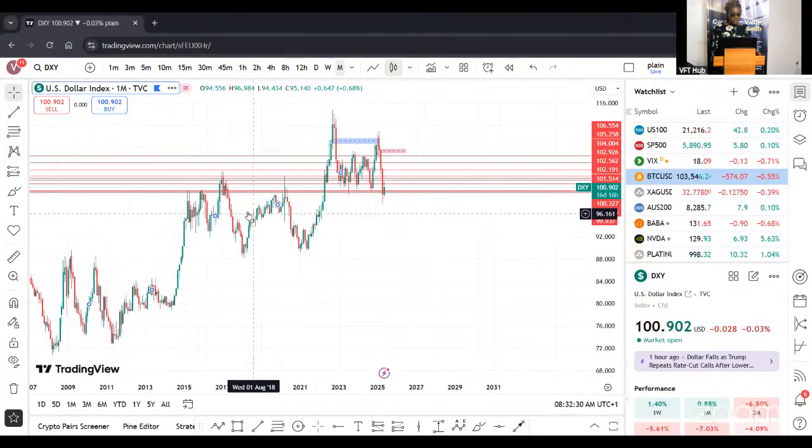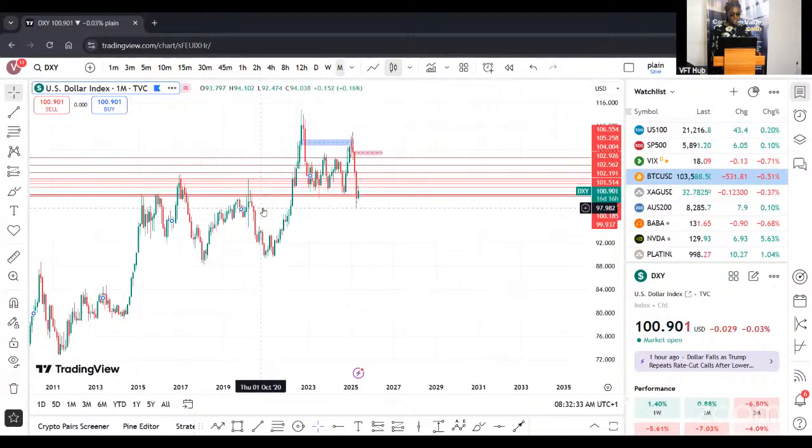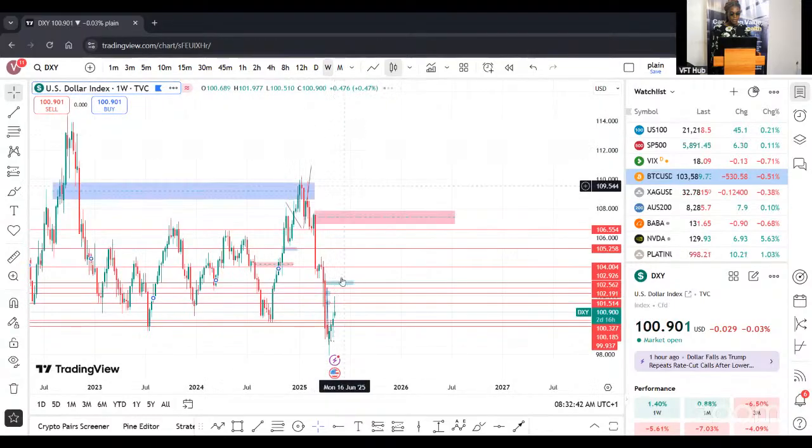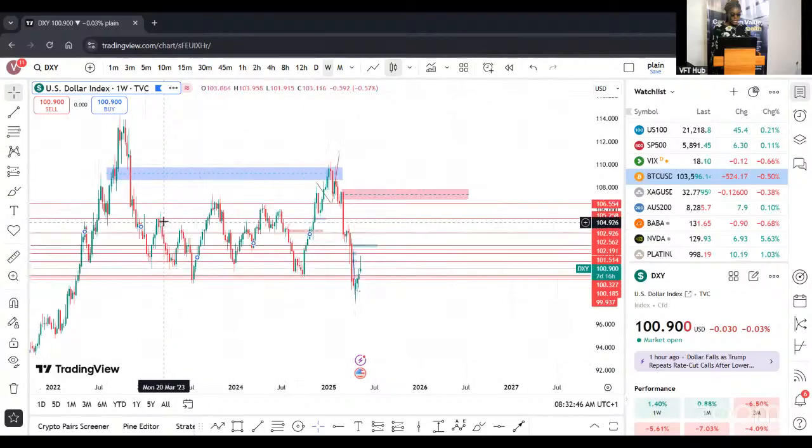For the DXY, on the monthly time frame, nothing has really changed. We've just seen a clear of this very liquidity residing right here to the downside. On the weekly time frame, what are we expecting? There was the left shoulder right here, a sweep to the upside, a break to the downside, and price traded into this very fair value gap, and eventually tapped into this order block coinciding with this left shoulder. And we saw some push to the downside.